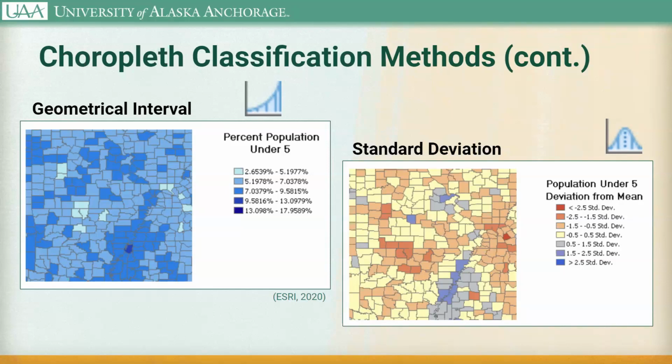Or a geometrical interval, where you have a natural skew to your data. Well, they're grouping their data with this emphasis on that 18% is a lot of toddlers. There's one county that is really skewing all of that data, and the rest of them are geometrically distributed from there. So I think for these two, it's helpful to have an understanding of your data.